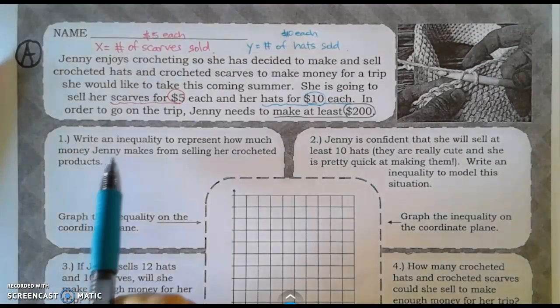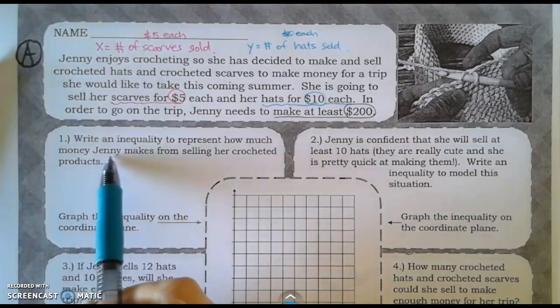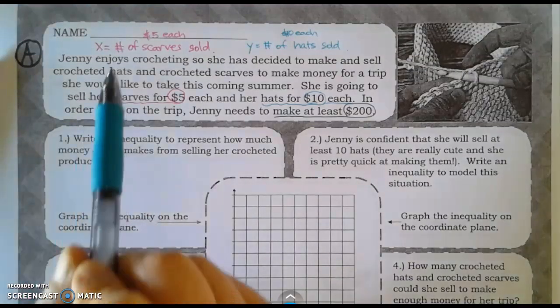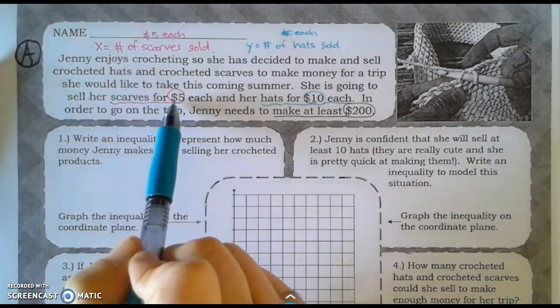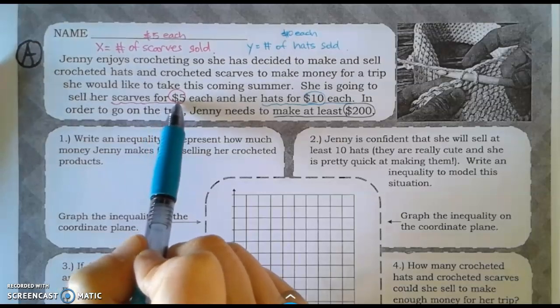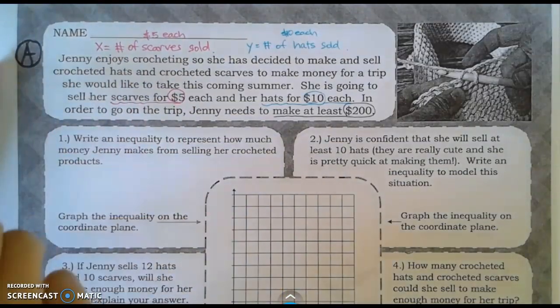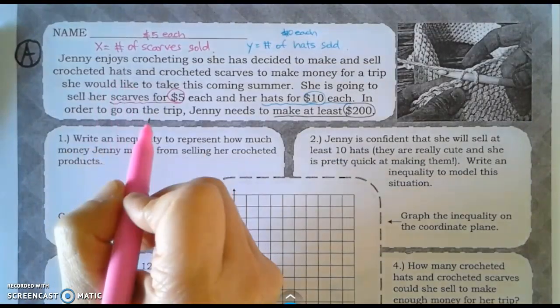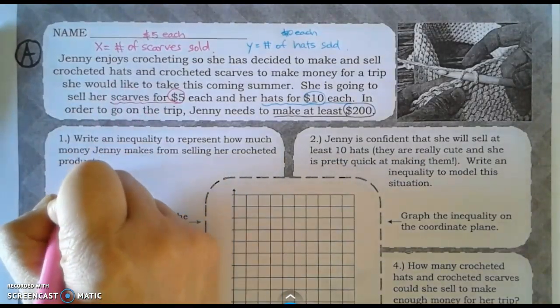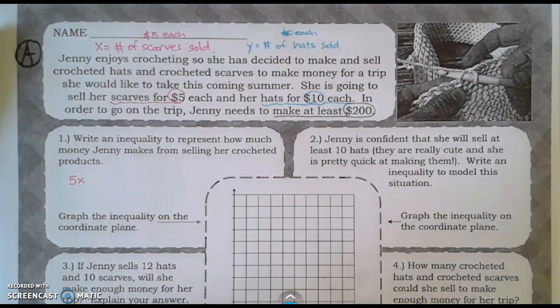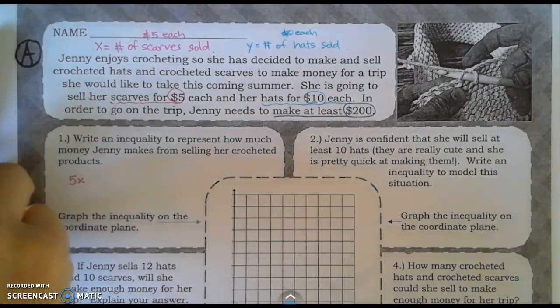Now we have to write the inequality to represent how much money Jenny makes from selling her crochet products. Let's think about this. How much does she make by selling the scarves? Well, it depends on how many she sells, right? Each is priced at $5. How many she sells is the variable X. So how much she makes from selling scarves will be $5, because each one costs $5, multiplied by X. X is my number of scarves sold.